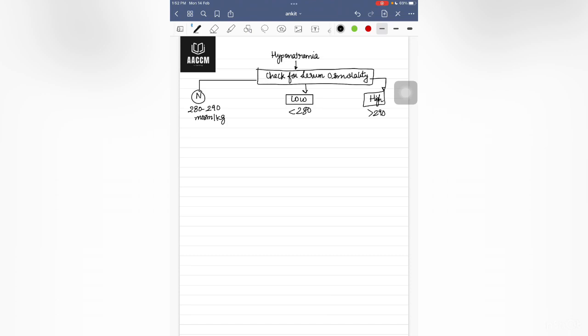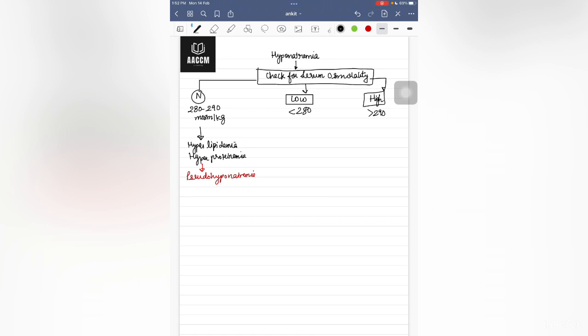Once you check this, if it is coming normal, it will show us two situations here: hyperlipidemia and hyperproteinemia, okay, and this will tell us about one state, pseudo hyponatremia.